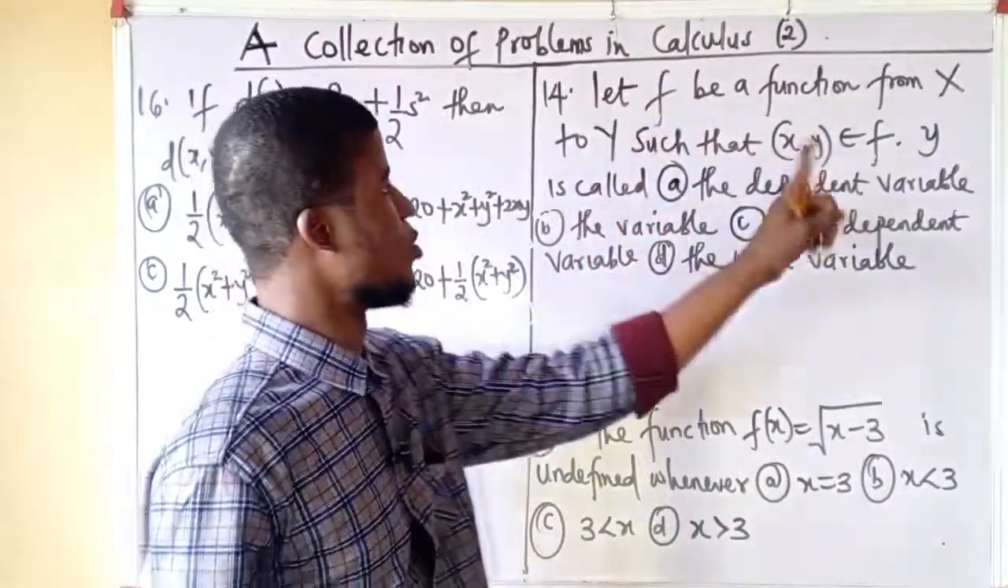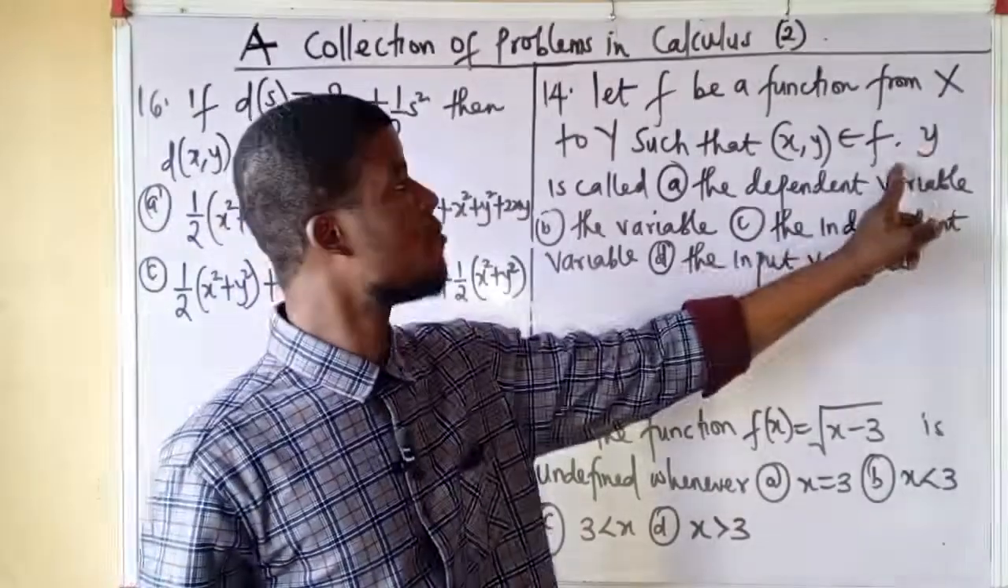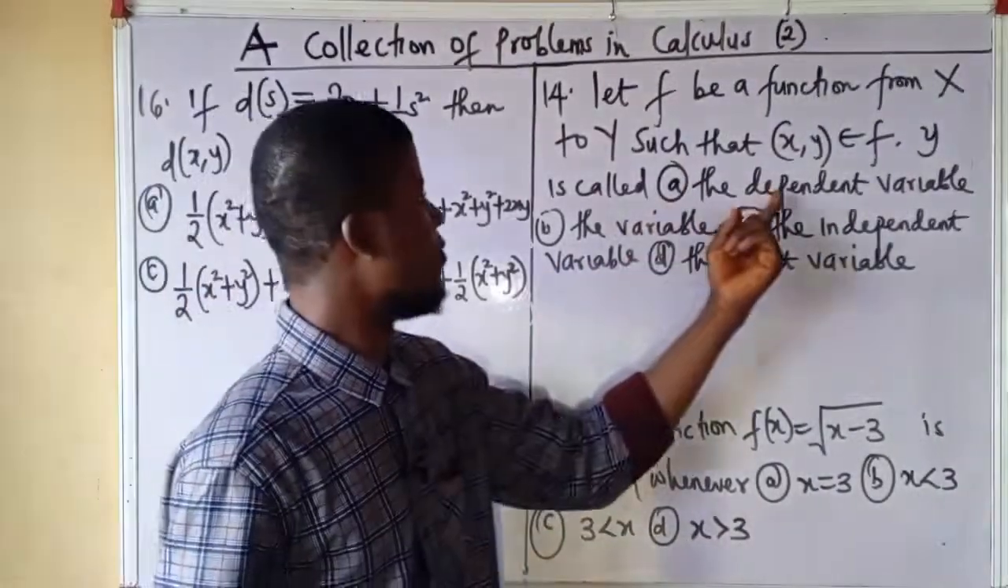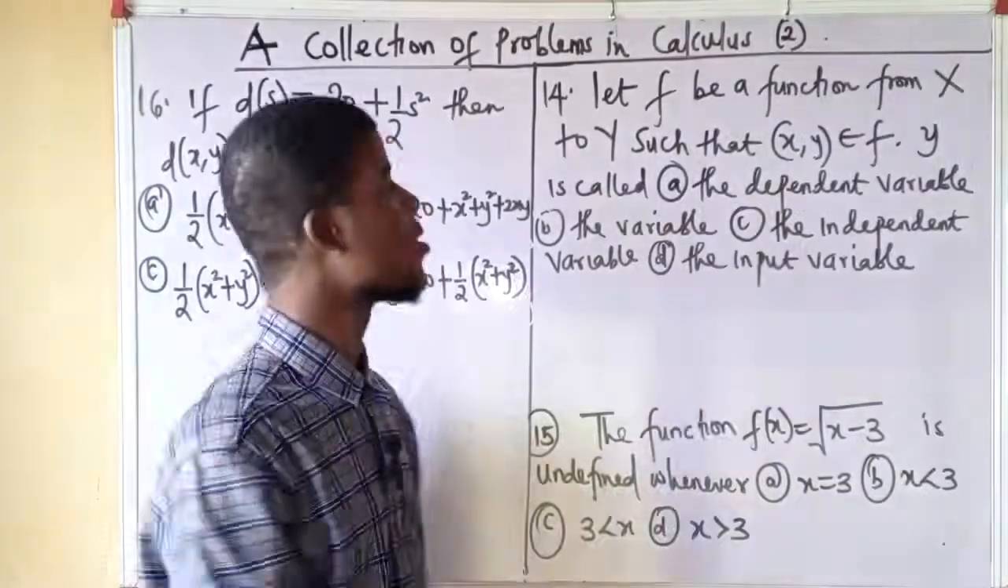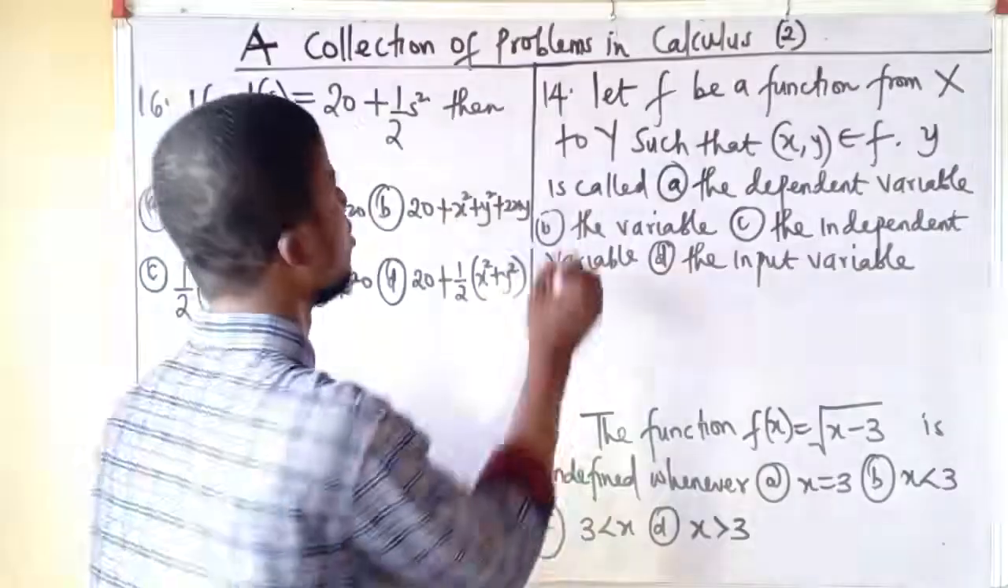Question 14. Let f be a function from X to Y such that x and y are members of f. Y is called which of them? The dependent variable, the variable, the independent variable, the input variable. Of course, both x and y are variables. So this is not the answer.